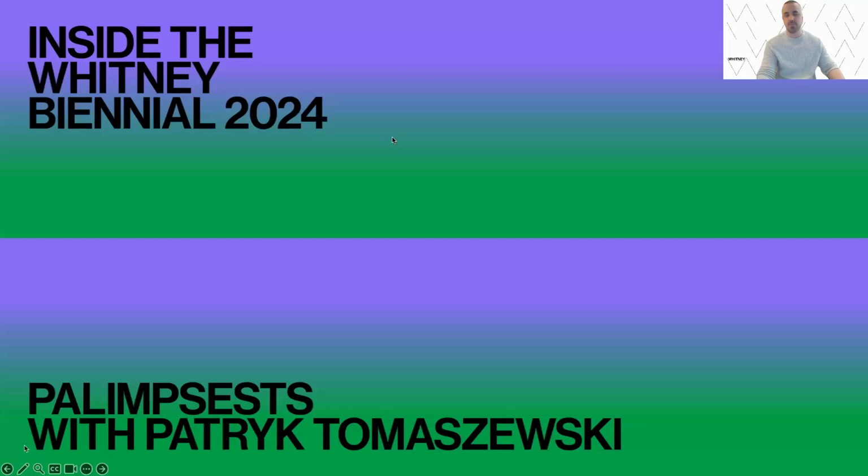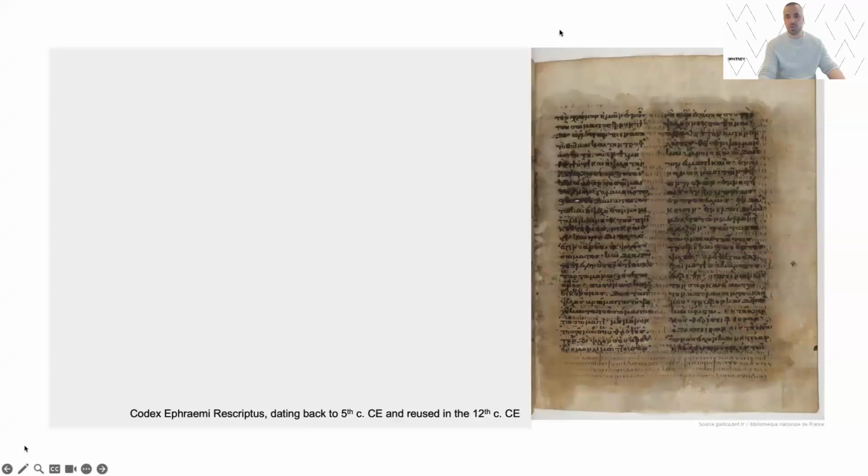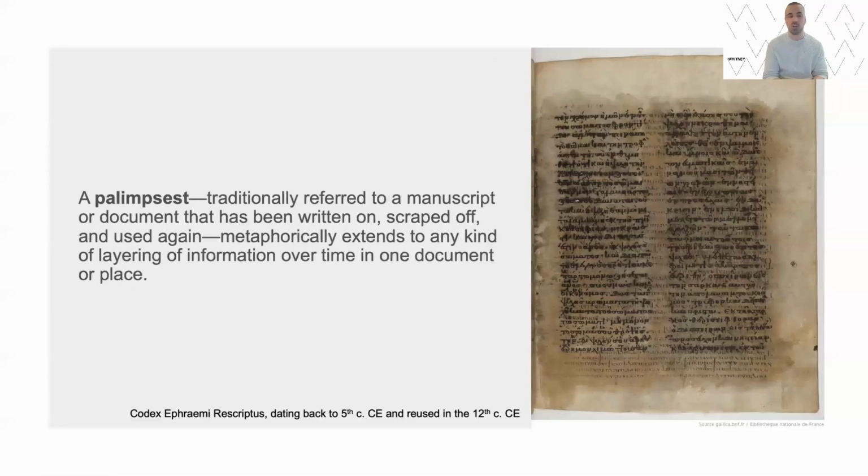And today I will have a pleasure of starting off our three-lecture course that will be led by myself and two of my colleagues in the coming weeks. Today, we're starting with an idea, a concept that I'm sure some of you, if not all of you, are familiar with, the palimpsest, traditionally a manuscript or document that has been written on, scraped off and used again. Metaphorically, however, extending to any kind of layering of information over time in one document or place. That's part of the description of the event that I'm including here on the screen.